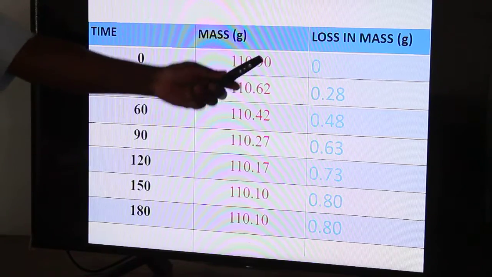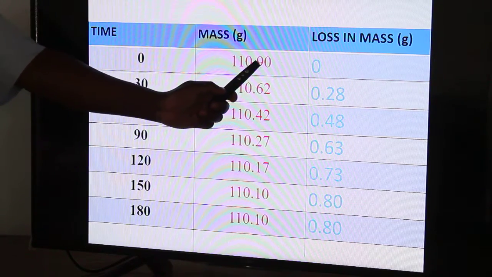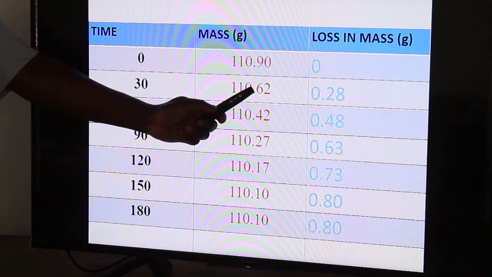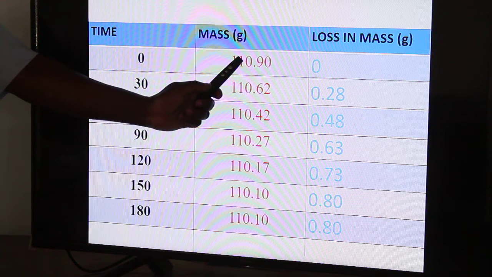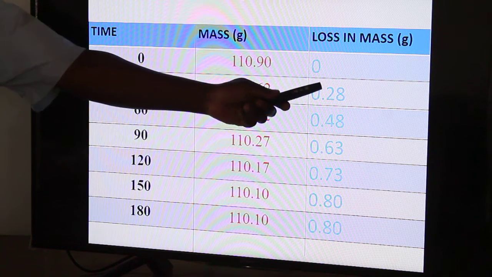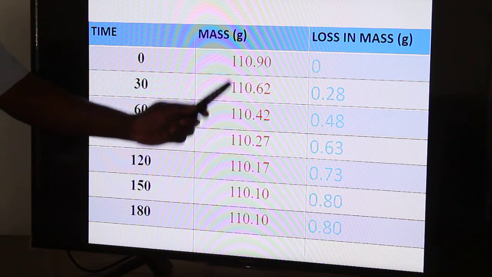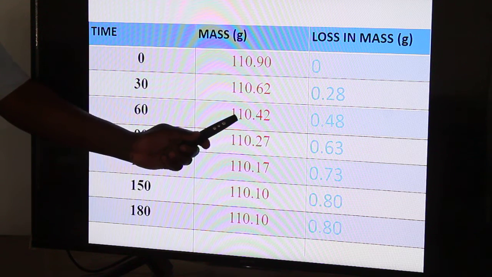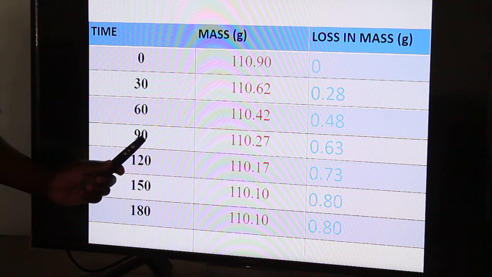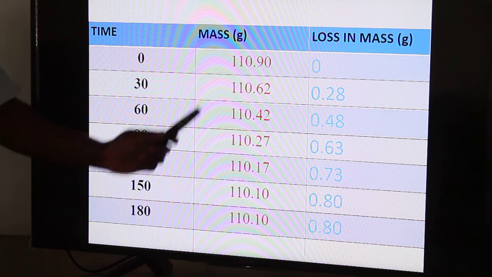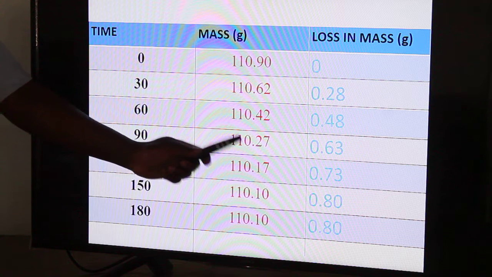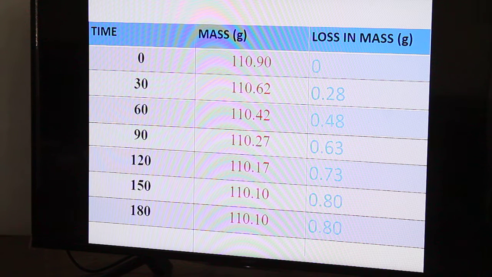Like here, the loss in mass is 0 because there's no change. Then when you move here, you subtract the original minus the final. You get that. You come to after 60 minutes, it is original minus the final. You record that. After 90 seconds, it is that minus the final. So those are the values that we recorded.